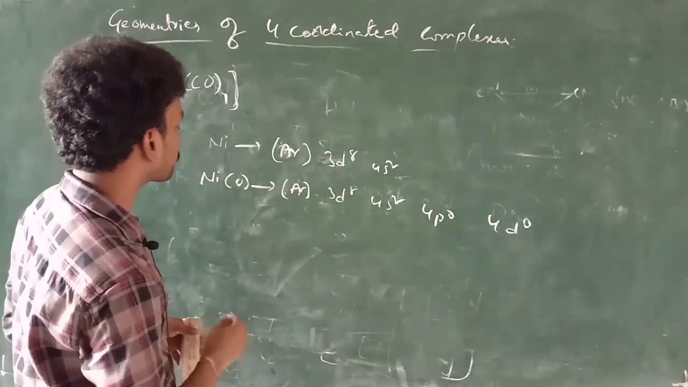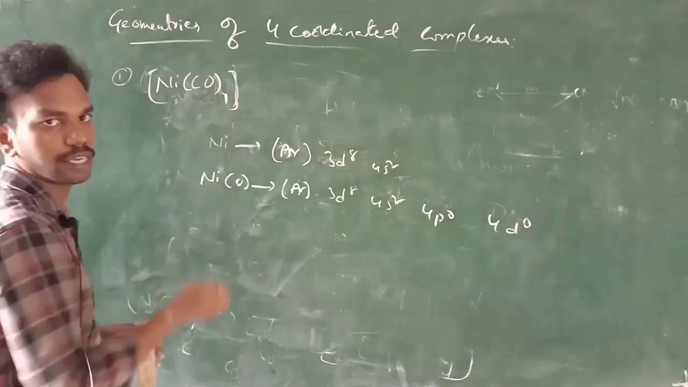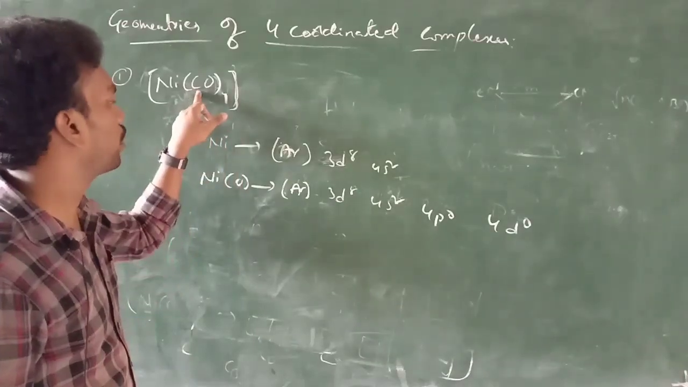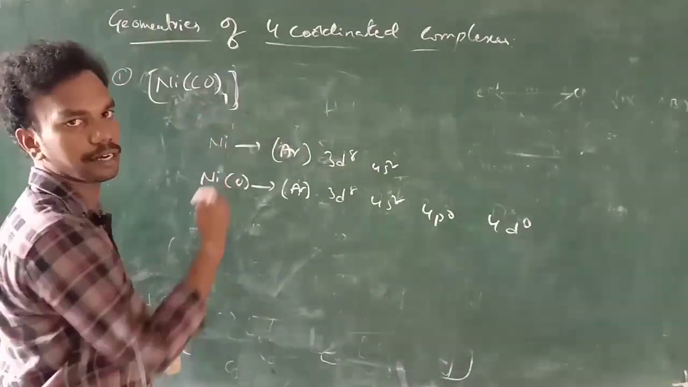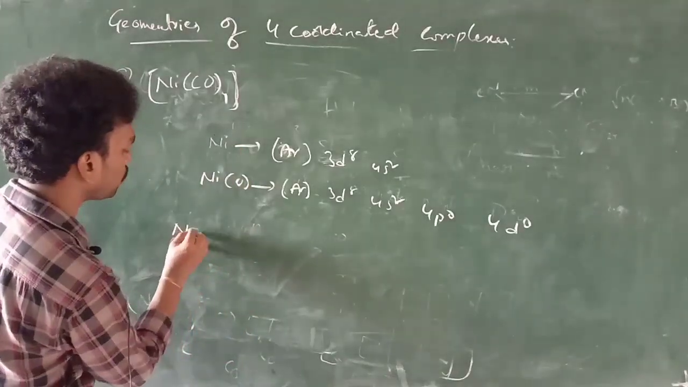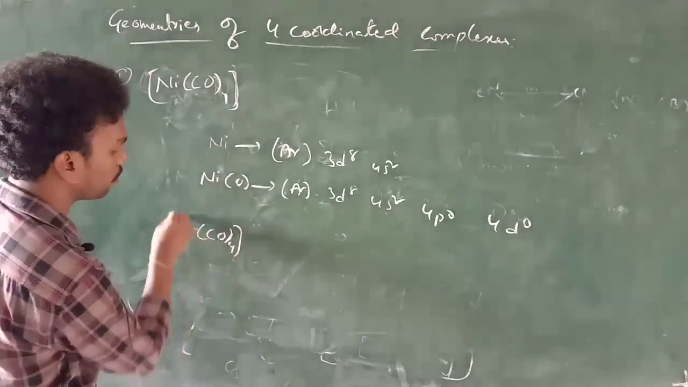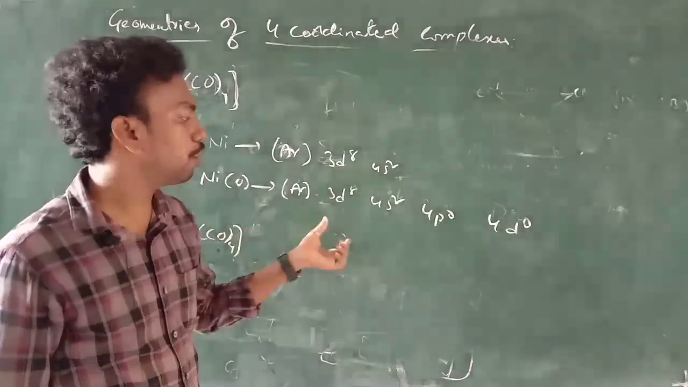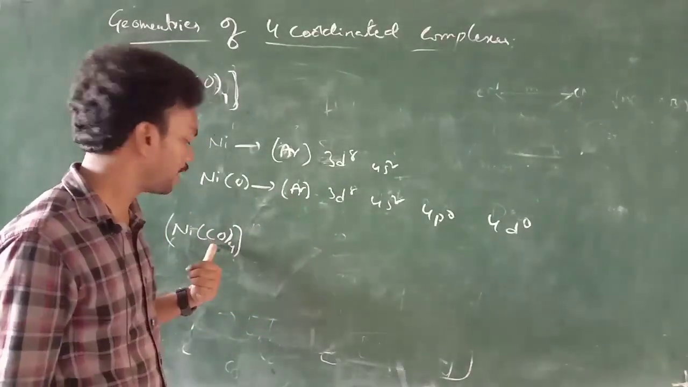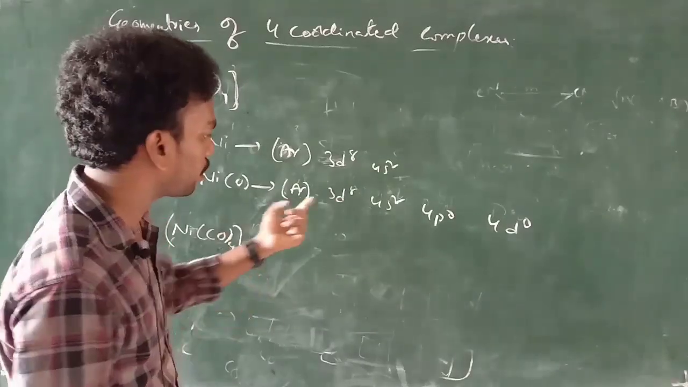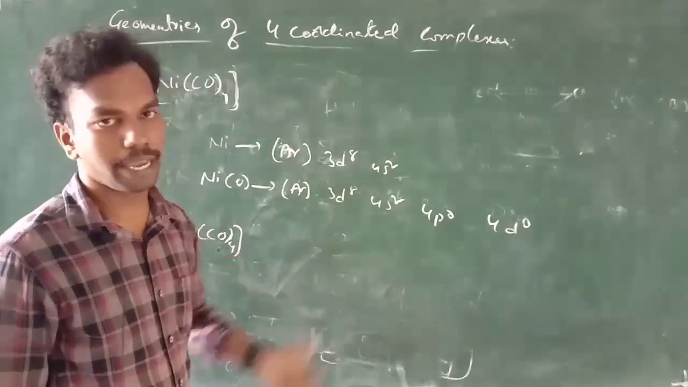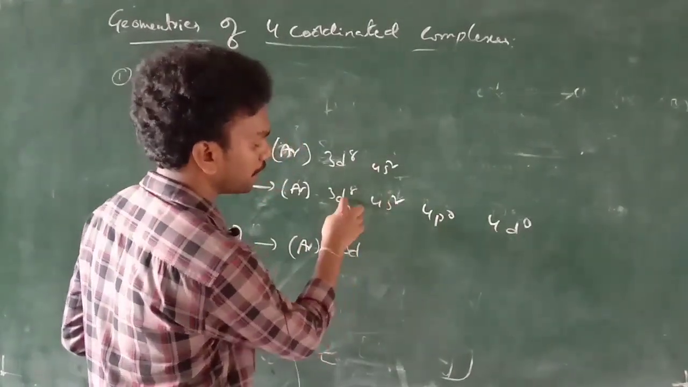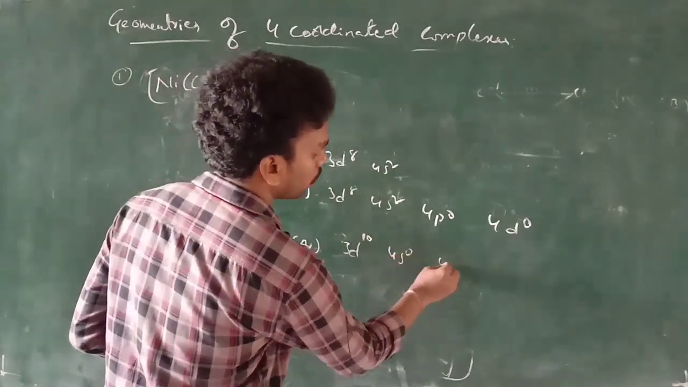And next, in this complex, let's see the nature of the ligand. Carbonyl is a strong ligand, so it has a tendency to pair up electrons. While forming the Ni(CO)4 complex, because CO is a strong ligand, the electrons present in the d orbitals and s orbitals are all paired up. So these two electrons are paired up in this d orbital. So 3d10, 4s0 and 4p0.